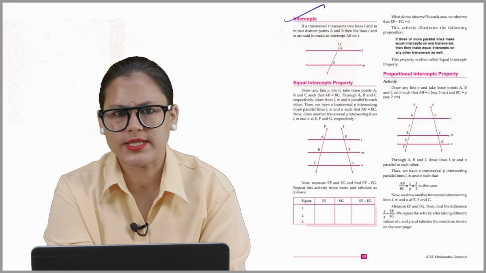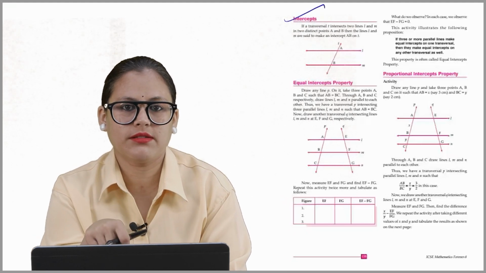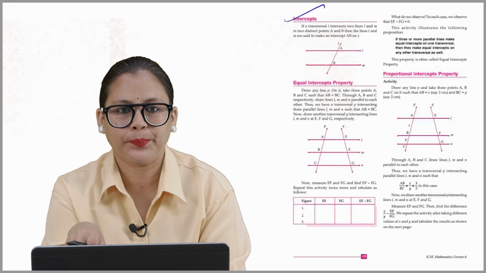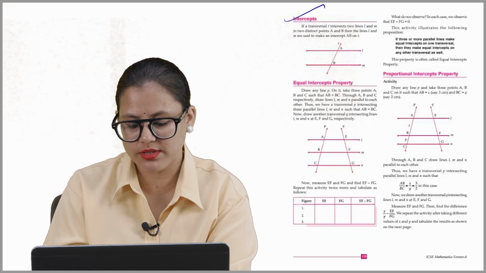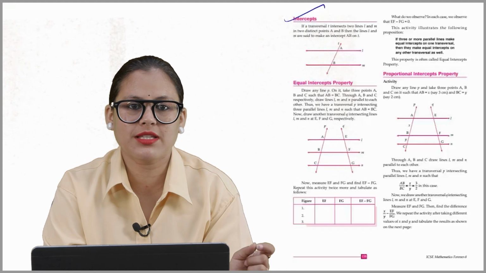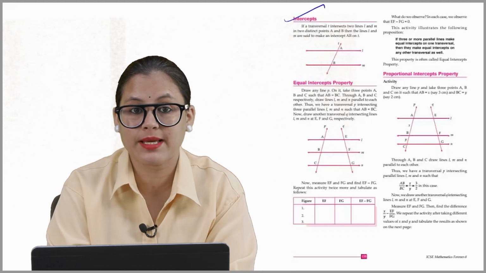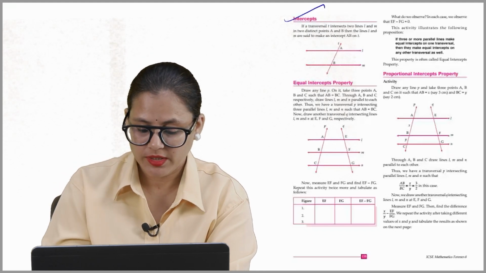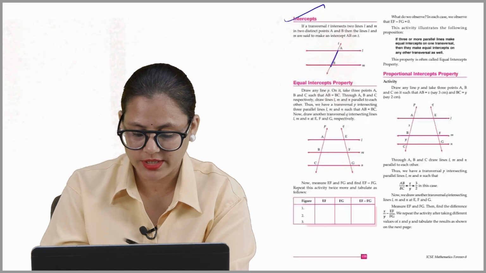Intercepts. If a transversal T intersects two lines L and M in two distinct points, this is the transversal and it is intersecting at points A and B. Then the lines L and M are said to make an intercept AB on T. Okay, intercept AB on T.